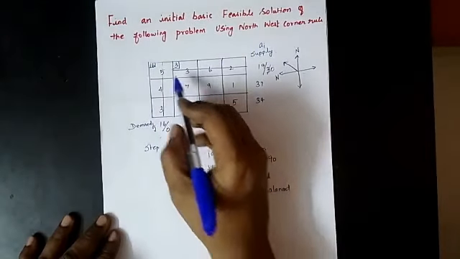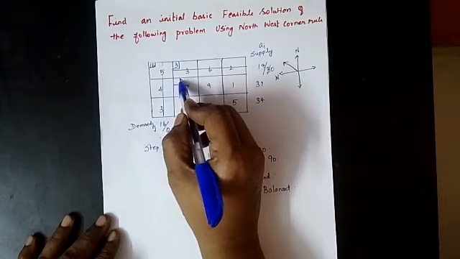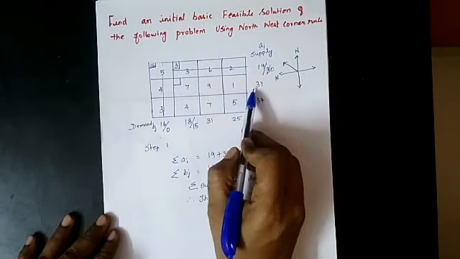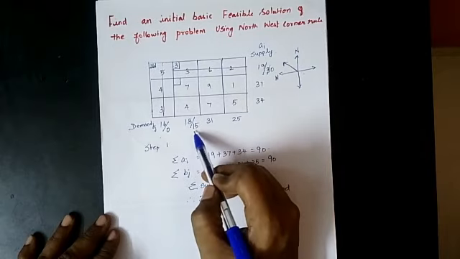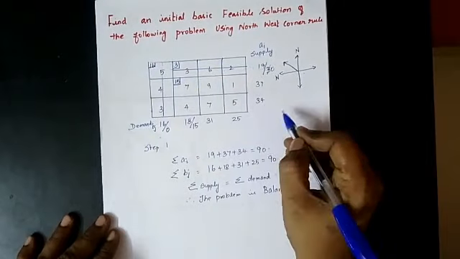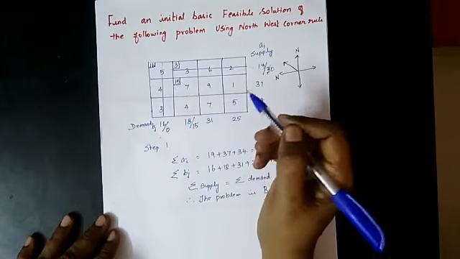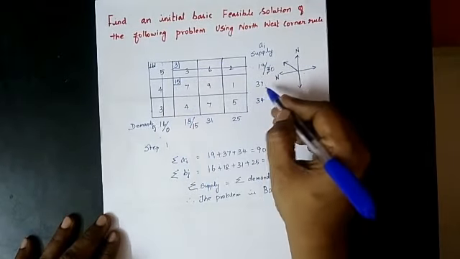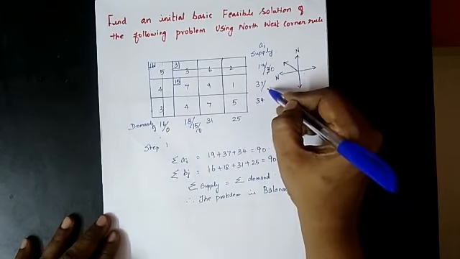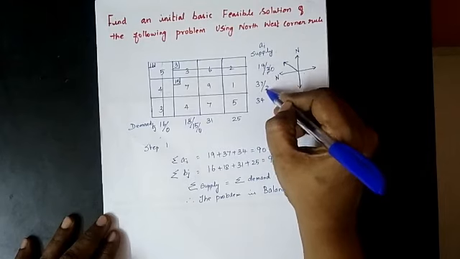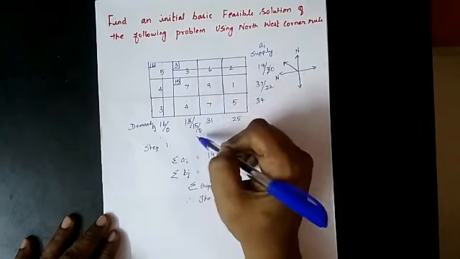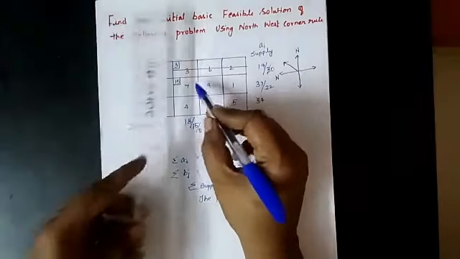The next northwest corner cell is this. Here we have 37 as supply and demand is 15. So the least value is 15, so allocate it. Now subtract 15 from here, so you'll get 0. 15 from here will give you 22. Now we have 0 in this column, so strike it out.